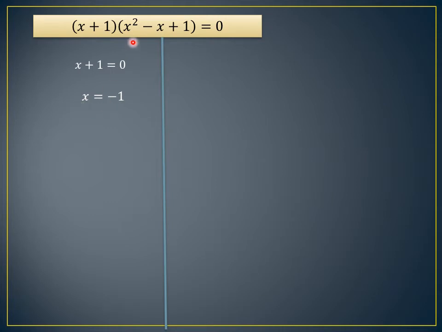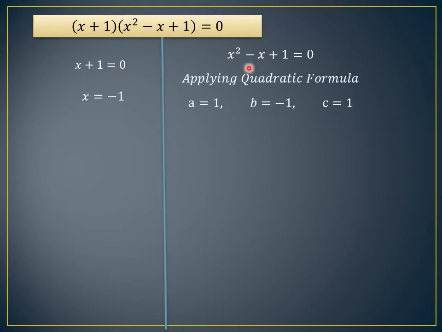We have to take x square minus x plus 1 as well. So taking x square minus x plus 1 equals 0, we can apply the middle term break method, or we can apply the formula, or we can apply the quadratic formula. But middle term break is not possible here, so we will apply the quadratic formula. Applying the quadratic formula, the value of a will be 1, b will be minus 1, and c will be 1. Our quadratic formula is minus b plus minus under root b square minus 4ac over 2a.